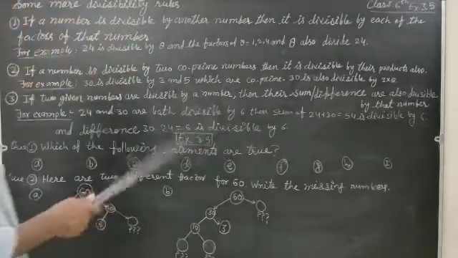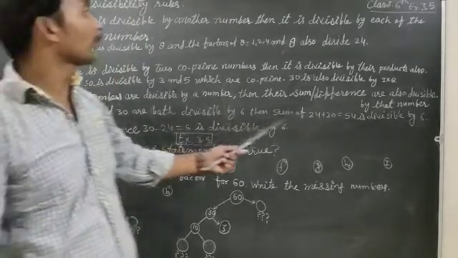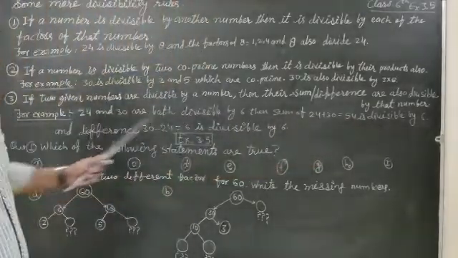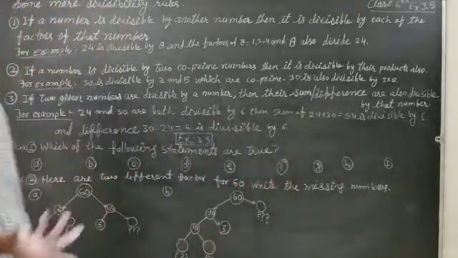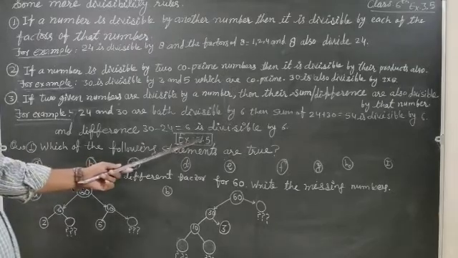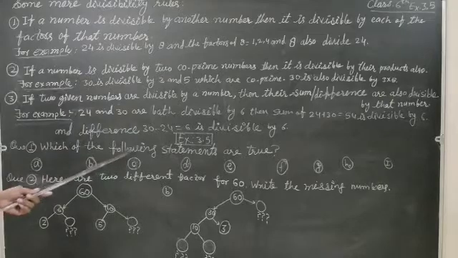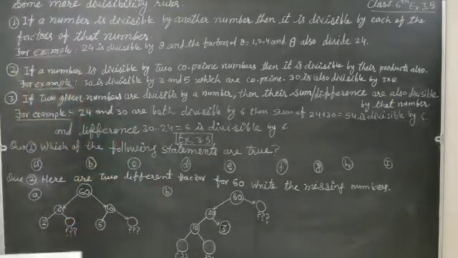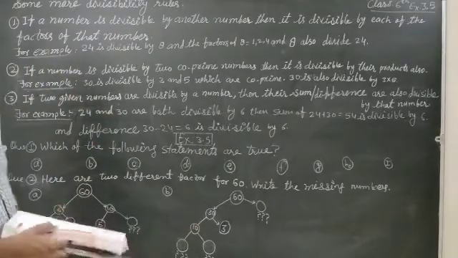So in both conditions, 24 and 30 are divisible by 6, then their sum or difference are also divisible by that number. So that is complete. Now next is Exercise 3.5. Which of the following statements are true? Questions you have to write from the book.